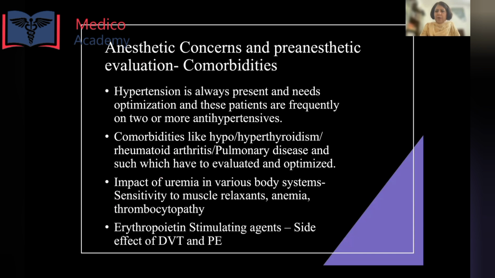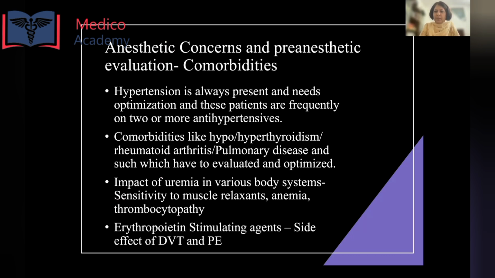Comorbidities like hypo or hyperthyroidism, rheumatoid arthritis, pulmonary disease, and such, if they are there, should be evaluated and optimized. In the last 1.5 years, we have seen quite a few patients with compromised pulmonary function as a result of COVID. The impact of uremia on various body systems needs to be evaluated well, especially for us as anesthetists, the sensitivity to muscle relaxants, because uremia tends to cause myopathies.